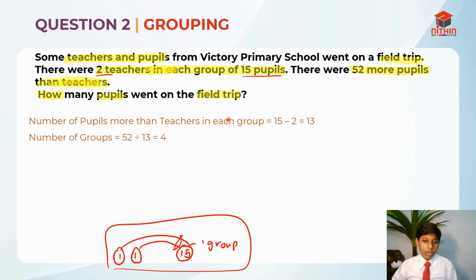So how many pupils went on the field trip? We know that there are 15 pupils in each group. So basically, in order to find the number of pupils, we take 15 times 4, which will give us 60. So 60 is the answer for question 2.